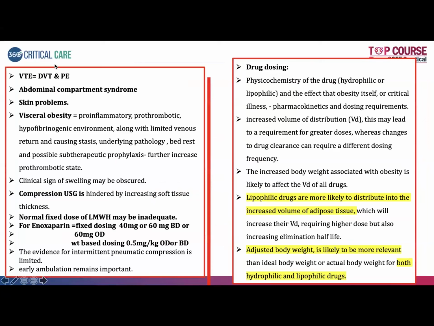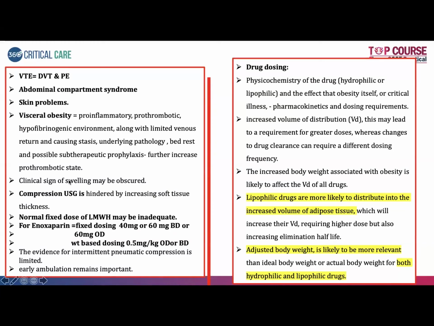Again, venous thromboembolism, a very high risk of DVT and PE. Abdominal compartment syndrome can occur. Skin related issues are a serious problem. Bed sores can frequently be there. Visceral obesity also predisposes to high cardiovascular risk. It's a pro-inflammatory state, pro-thrombotic state, hyperfibrinogenemic.